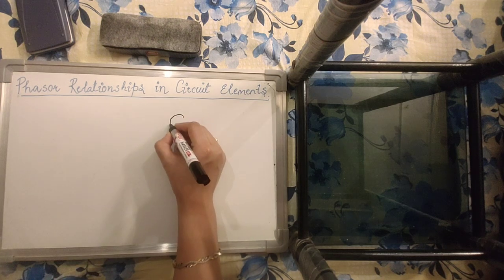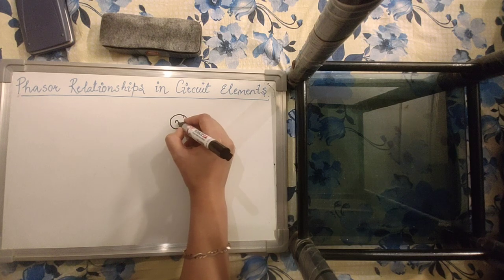Today we are going to study about the phasor relationships in circuit elements. So basically we will analyze the relationships between voltage and current phasors in different types of circuits, whether they are resistive, inductive or capacitive circuits. Let's first begin with a very simple circuit, that is your resistive circuit.